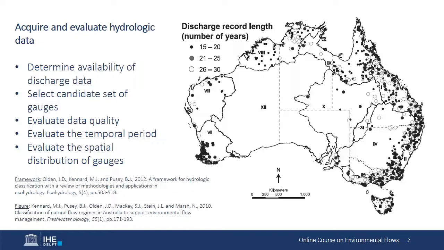Another consideration was the spatial coverage of gauging stations, which is acceptable. Few stations are present in the arid interior or outback of the country, but most of the other climate zones are well represented.